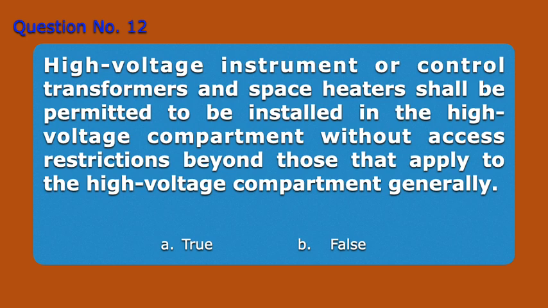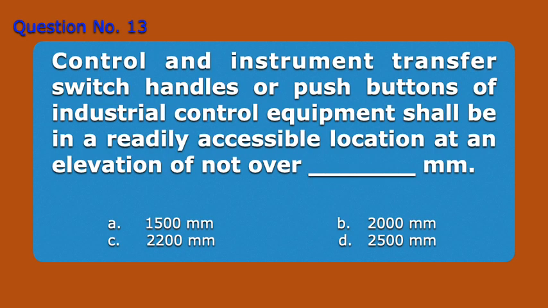Question number 12. High-voltage instrument or control transformers and space heaters shall be permitted to be installed in the high-voltage compartment without access restrictions beyond those that apply to the high-voltage compartment generally. A. True. B. False. Answer: A. True.